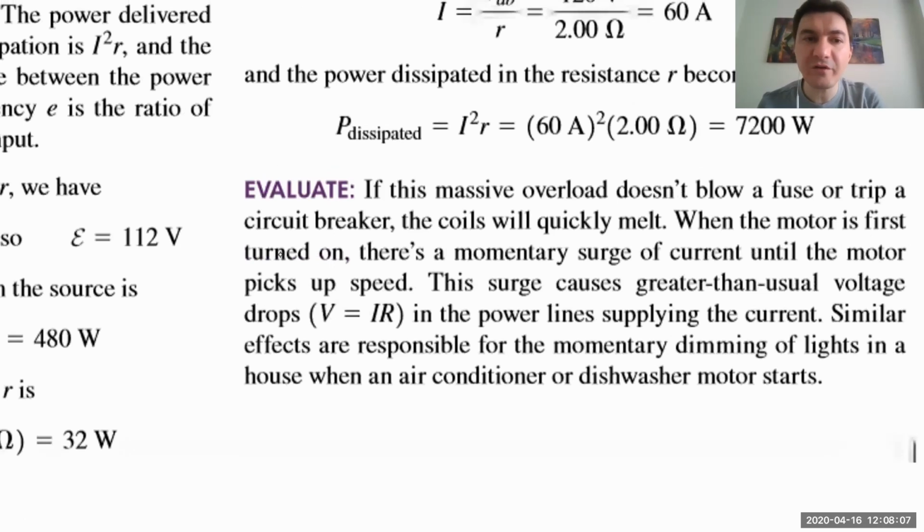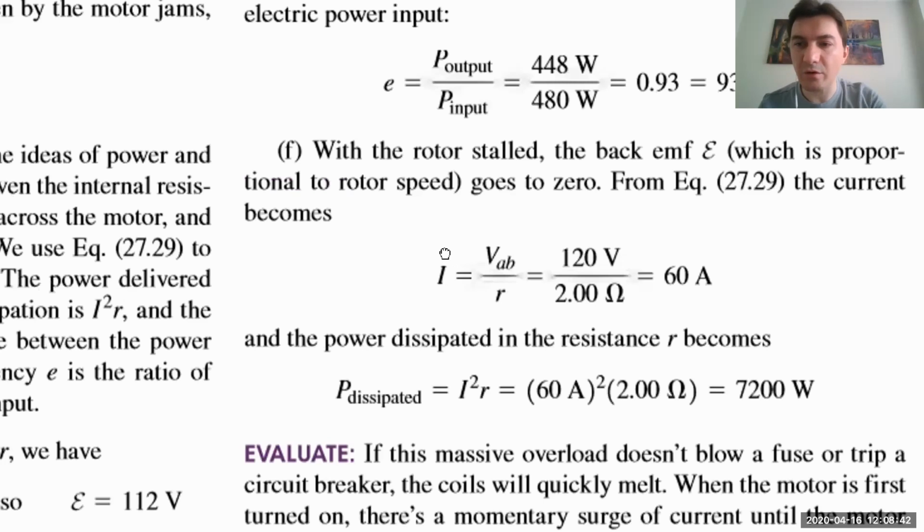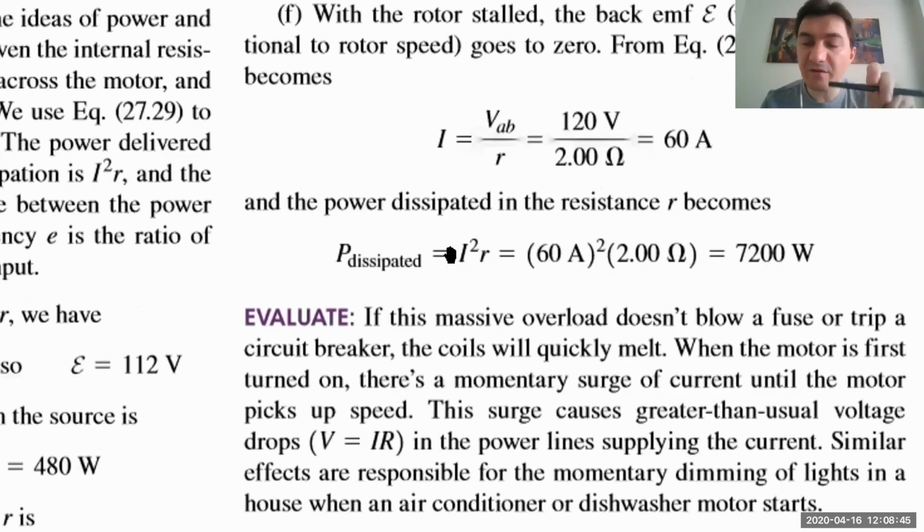When the motor is first turned on, there is a momentary surge of current until the motor picks up speed. So just consider that this is the rotor. At the beginning, it is at rest, okay? When you apply voltage, it will start to rotate like this. And at the beginning, it will be slow, okay? Since it is slow, the back EMF will be small, okay? Then the current will be very huge, as we have discussed here.